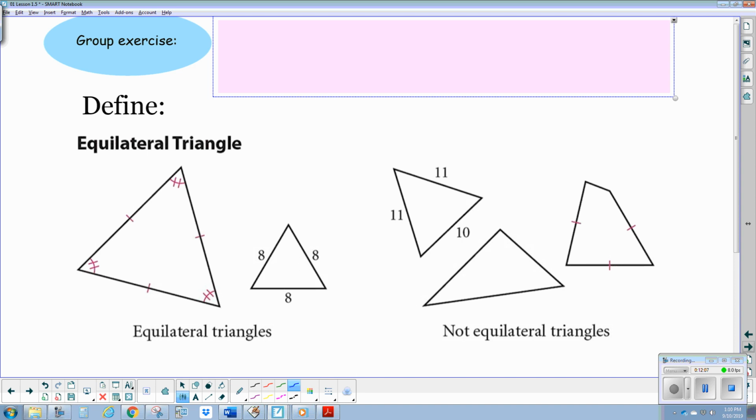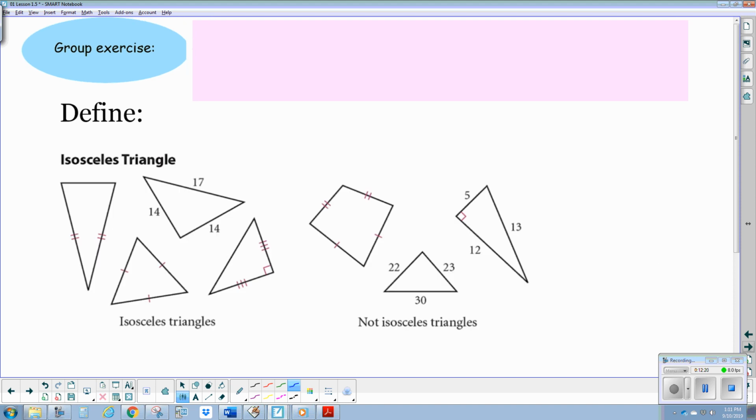Next is equilateral triangles. We've had this term before, equilateral. And then the last one, isosceles triangle. So take a minute, pause the video while you work, unpause for the solution, but draw a diagram and define the term.